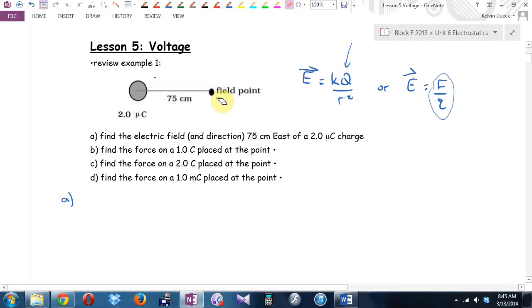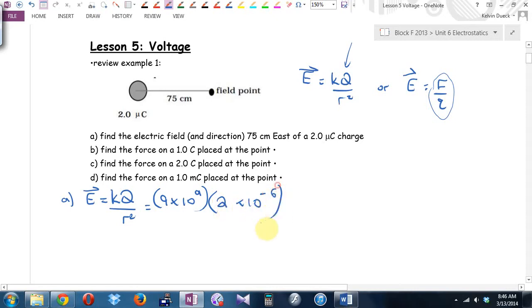I use this one if I know what charge is feeling the electric field at that location, and a force. They haven't given me a force here. They've given me a distance, a radius, and the planetary charge. I'm going to use kQ over r squared. It's going to be 9 times 10 to the 9th. The charge is 2 microcoulombs. And careful, not 75, I've got to go to meters. 0.75 squared.